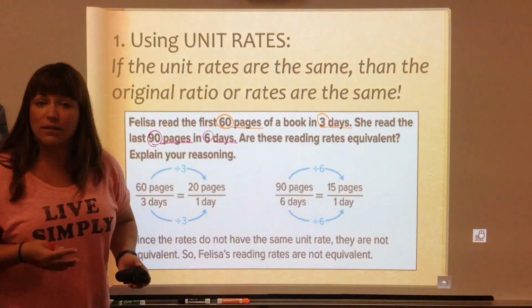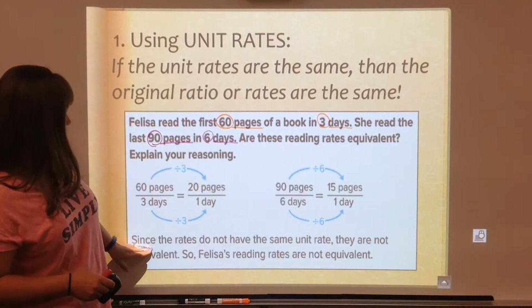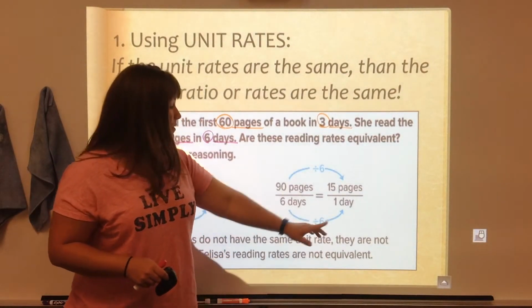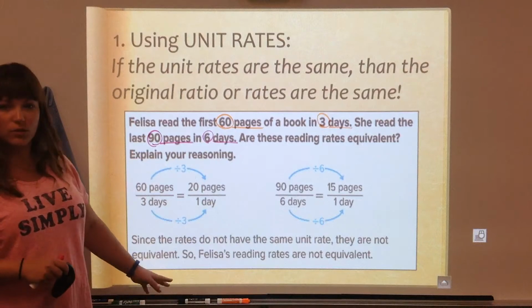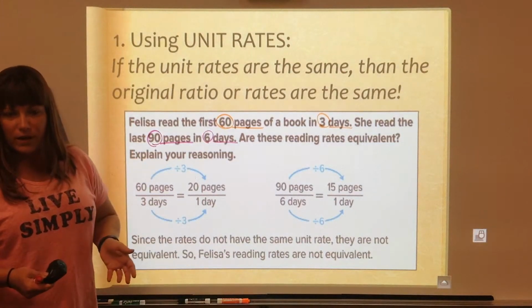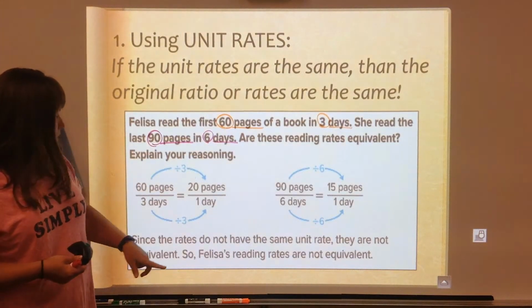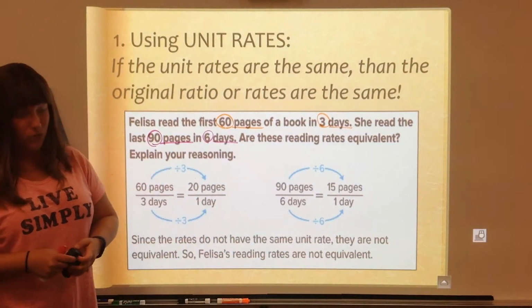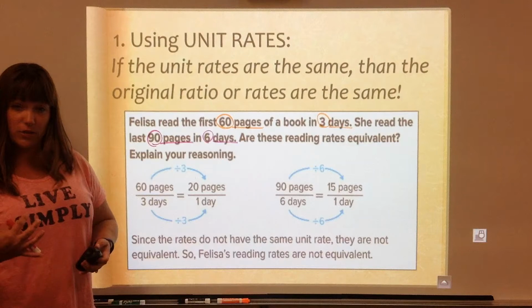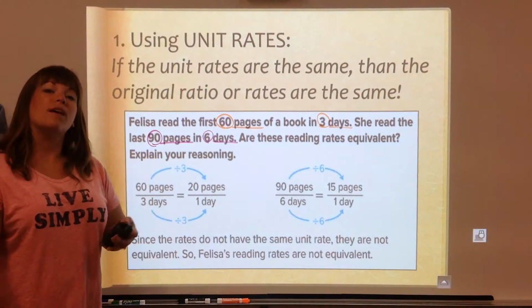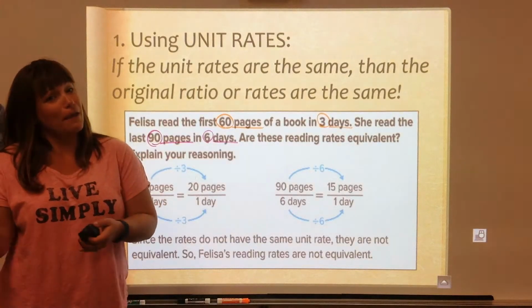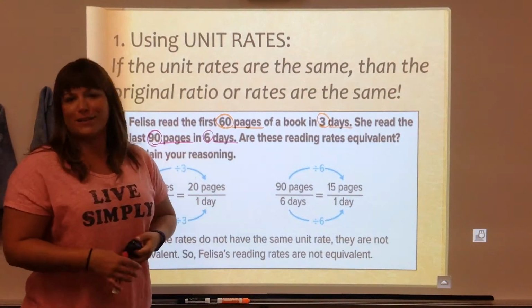So when they're not the same, literally you say, since the rates do not have the same unit rate, they are not equivalent. So it's the opposite when they don't equal. So Felisa's reading rates are not equivalent. So it's very straightforward. If you're finding unit rates and they're the same, then the original rates are the same. If you find the unit rate and they're not the same, then the original rate is not the same.